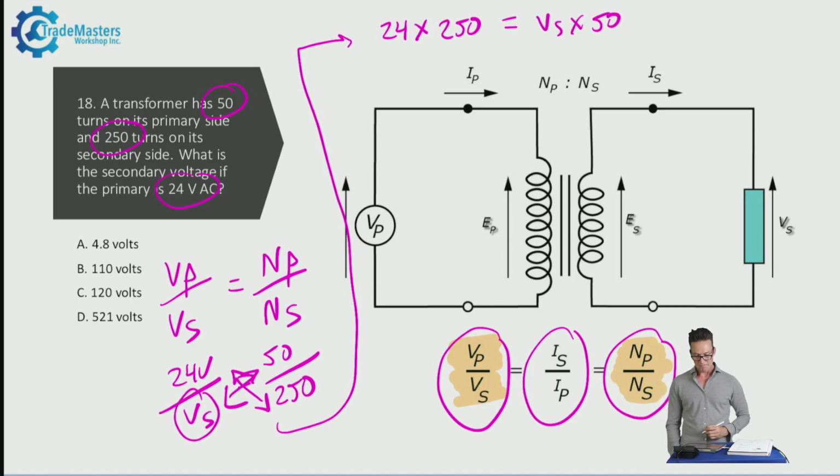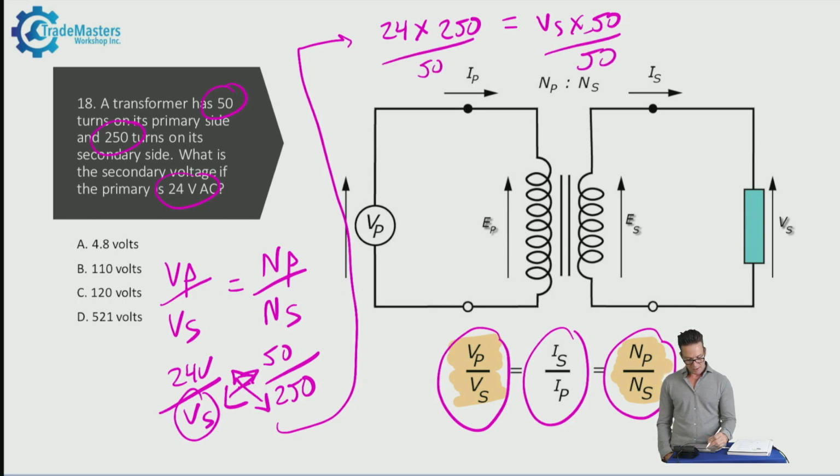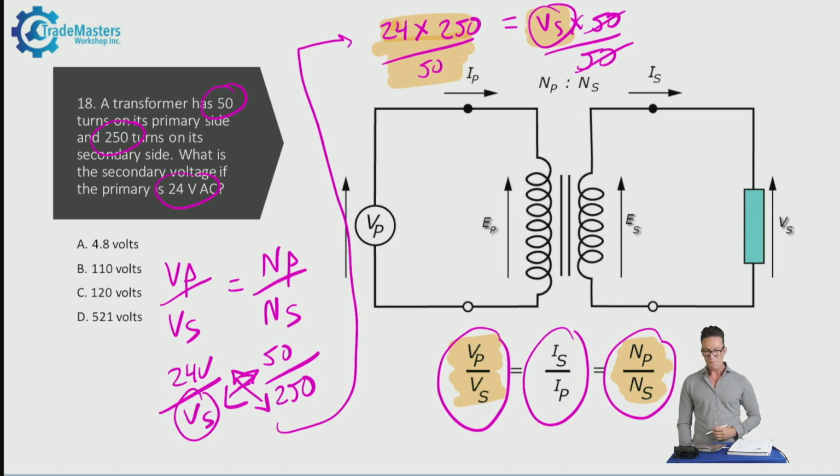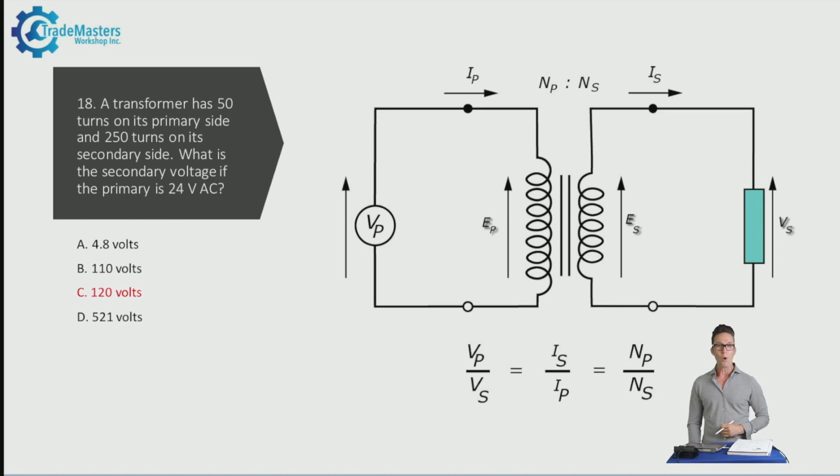All right. And then if we divide both sides by 50, we can cancel the 50s over here. And of course, now we're going to solve for VS. So the final calculation is that the secondary voltage, which is what we're looking for, is equal to 24 times 250 divided by 50. And your answer should calculate out to C, 120 volts.